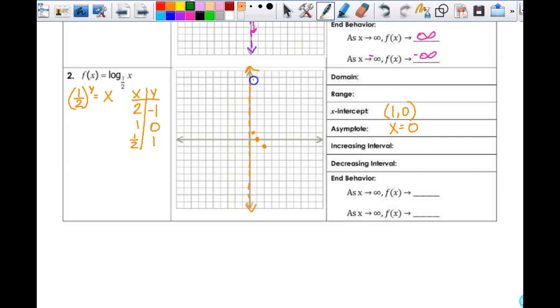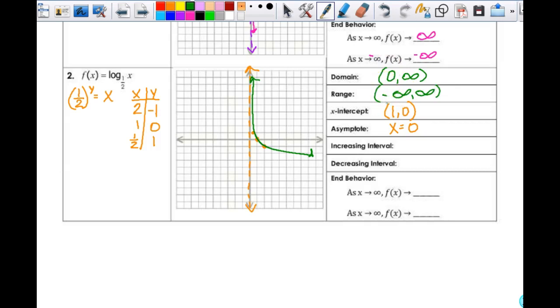So then when I draw this in, it looks something like that. My domain for the parent functions is going to be the same. It's transformations that could change that. They go from 0 to infinity. Range is -infinity to infinity for all of them.